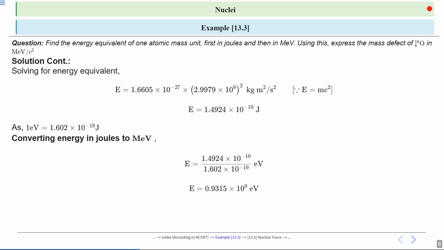That's the same as 931.5 million electron volts or 931.5 mega electron volts. This is the standard energy equivalent for one atomic mass unit. So the energy equivalent of one atomic mass unit is 931.5 mega electron volts. This is the key conversion factor when dealing with nuclear reactions and mass defects.